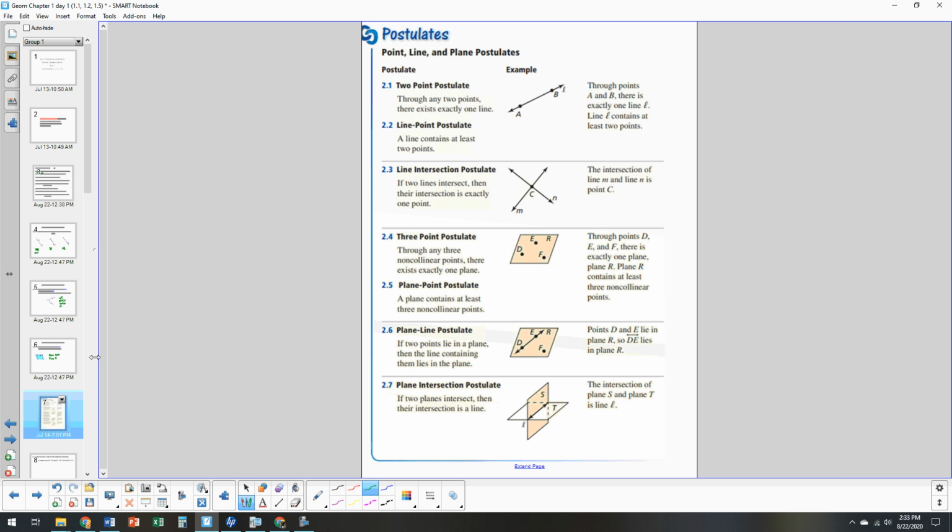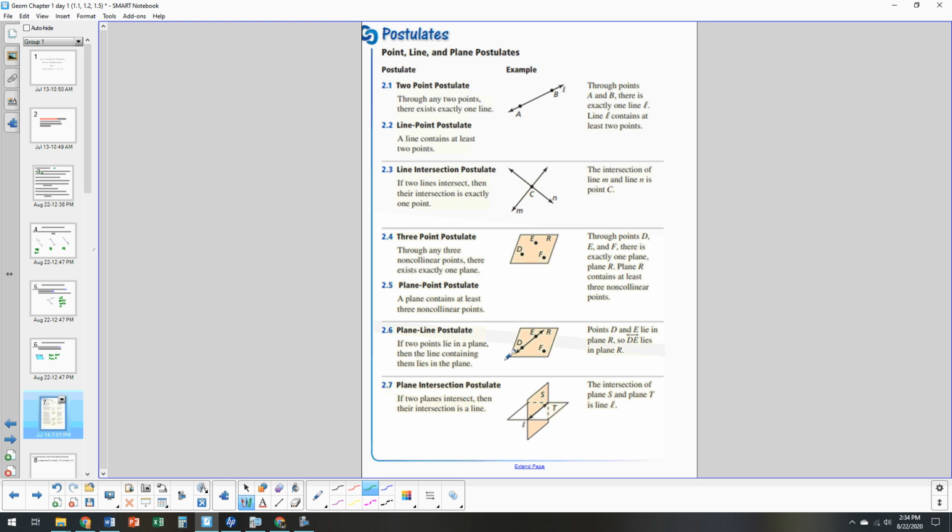Some things we should know about our points, lines, and planes. Any two points will make a line, which also means that a line must contain at least two points. When two lines intersect, they always intersect at one single point. Any three points that are not collinear can make a plane, which then also means that a plane must contain at least three non-collinear points.